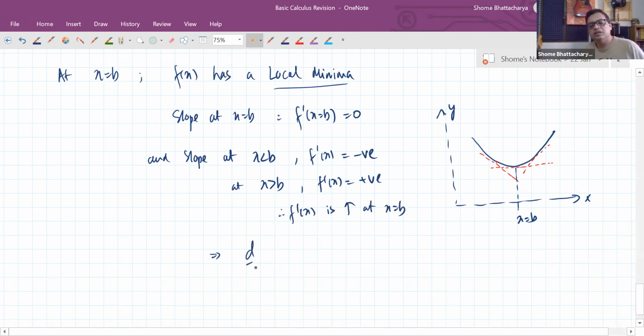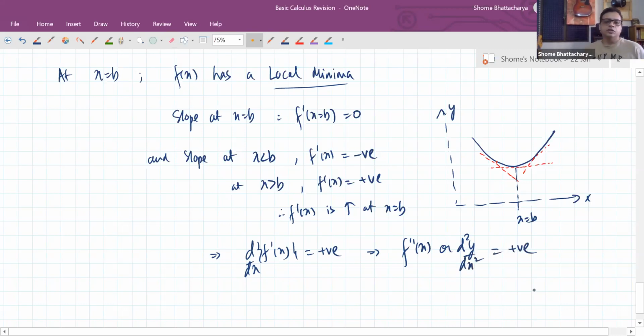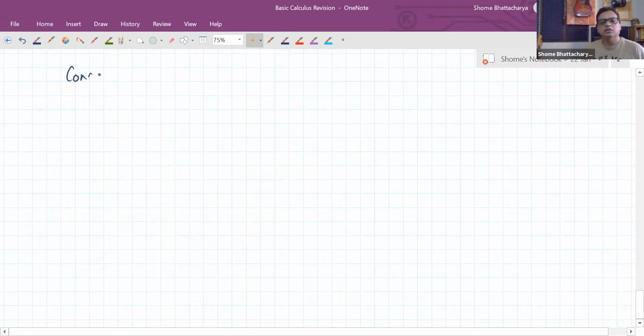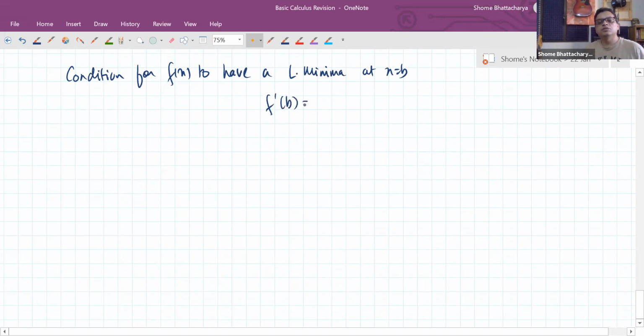So that means the rate of change of the derivative, sorry, of the single derivative, not the double derivative, the rate of change of this derivative function f prime x, which gives us the slope of the tangent, should be a positive quantity. In other words, the second derivative, what we denote as d2y by dx square, should be positive. So that becomes a condition for local minima. To summarize, the condition for the function f x to have a local minima at x equal to b is that the derivative of the function should be 0, and the second derivative of the function should be positive.